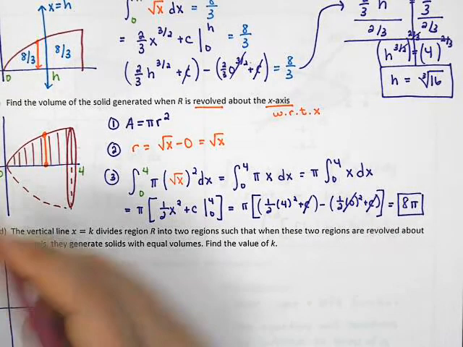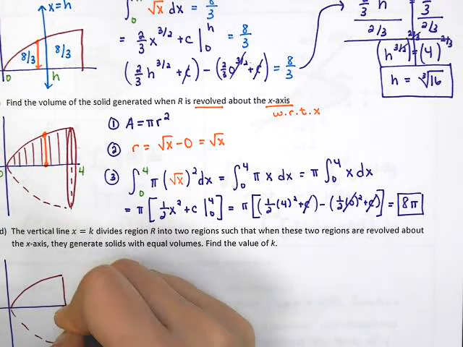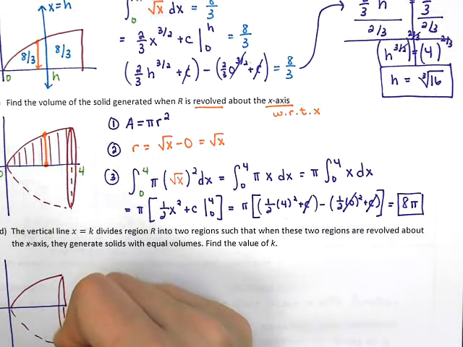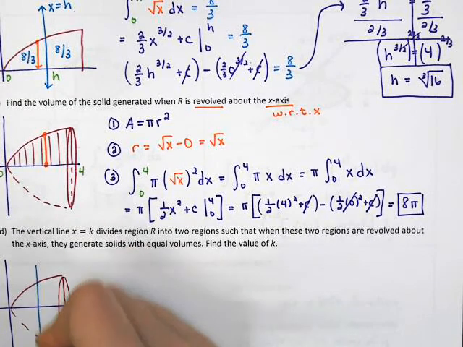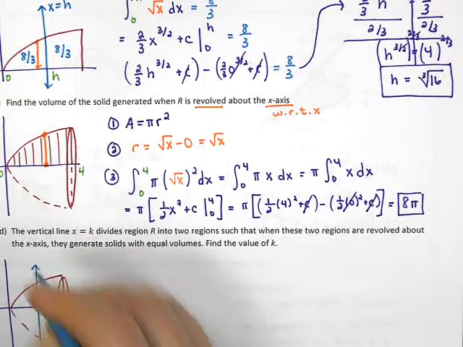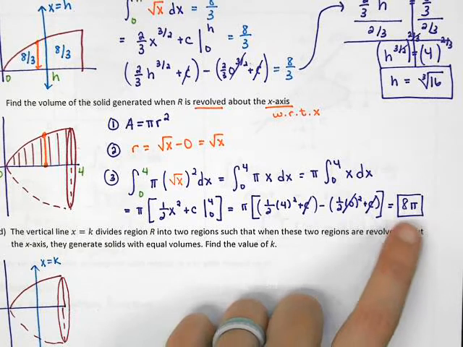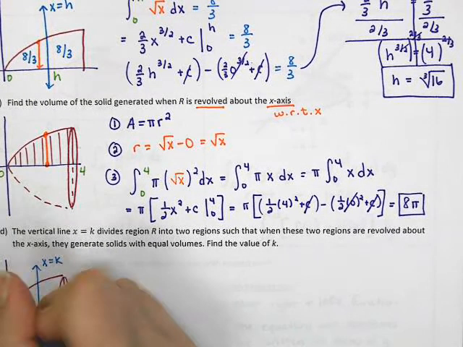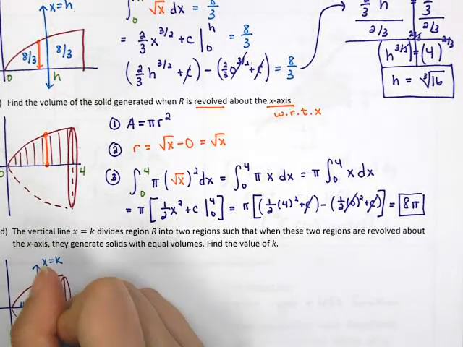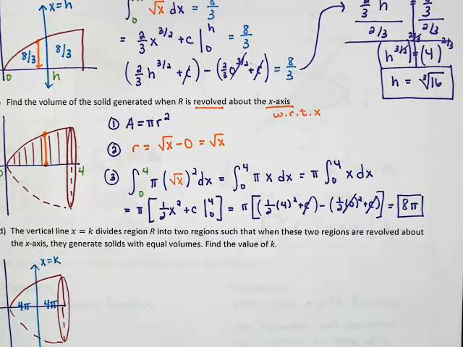We're taking this area and we are revolving it to make a volume. But we're going to draw a vertical line somewhere on this graph so that the volume on the left and the volume on the right are the same. Now our total volume from part C was 8 pi, so that means that the volume here should be 4 pi and the volume here should be 4 pi, because that would be splitting it in half.